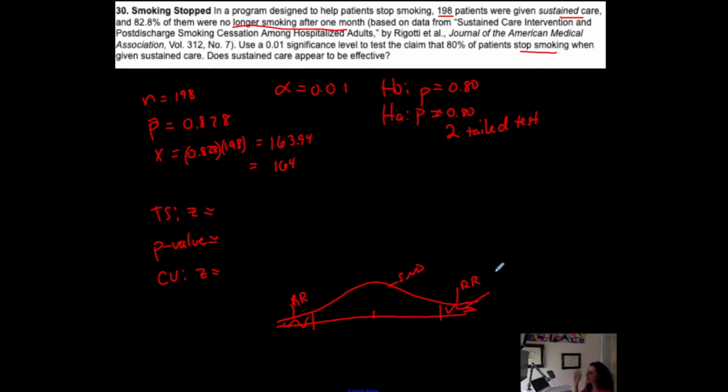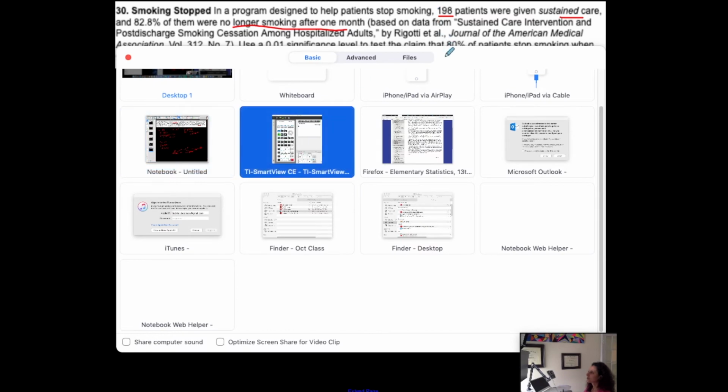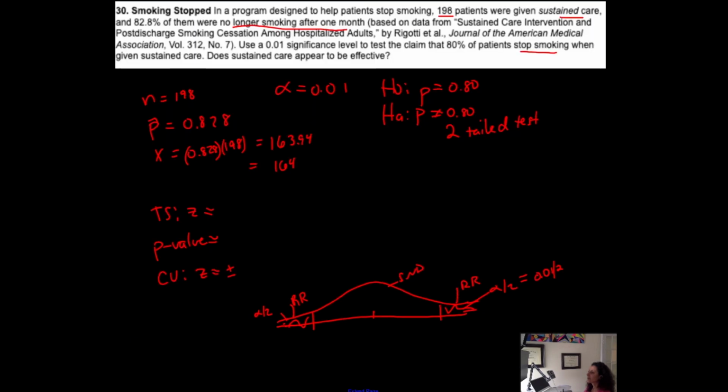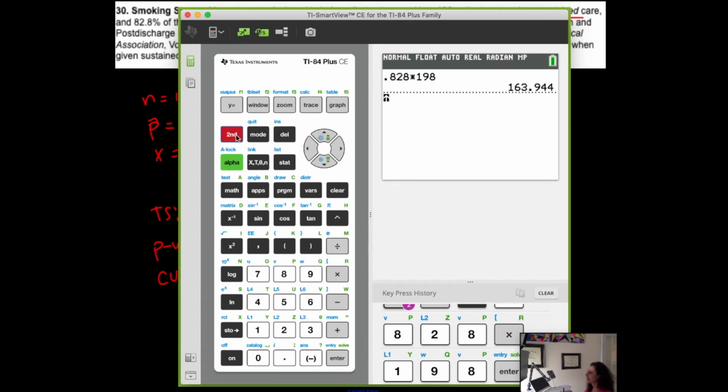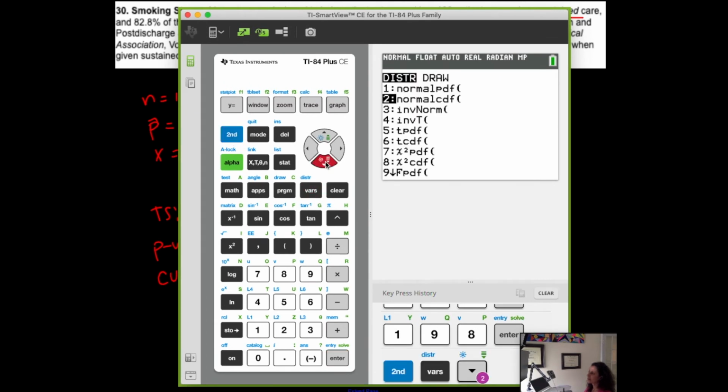Alpha is the area of the rejection region, which is split into two tails. So half of it goes here and half of it goes here. So the area in the right tail is 0.01 divided by 2, or 0.005, and same thing over here. And this is the only time that I have two critical values, because I have two rejection regions. So let me do that real fast. It's not hard to find the two critical values because they're both the same.